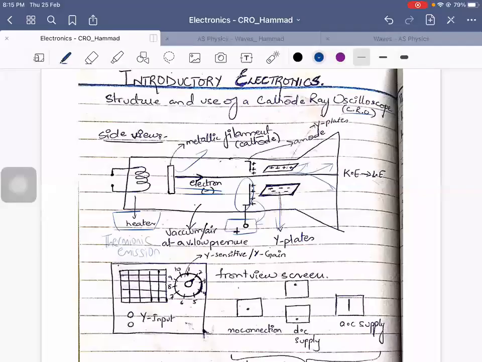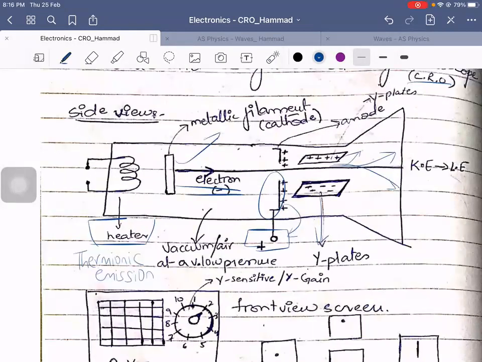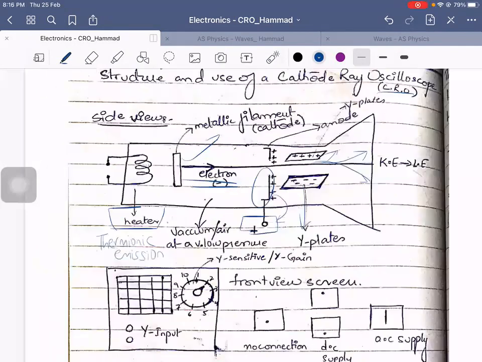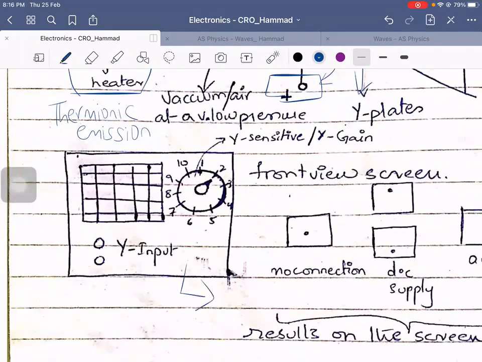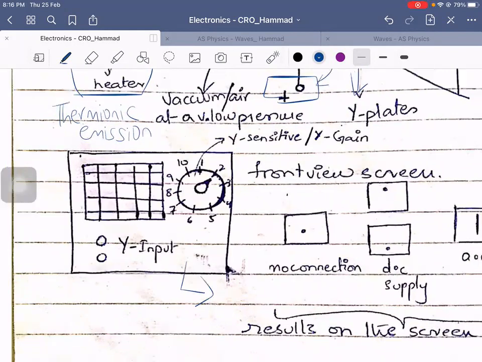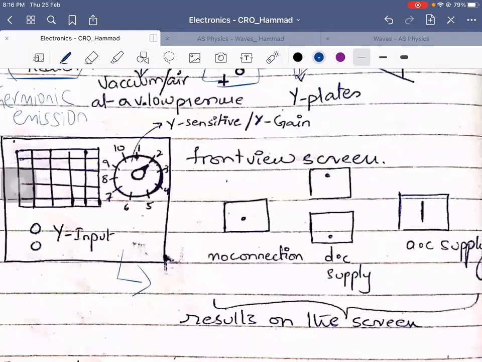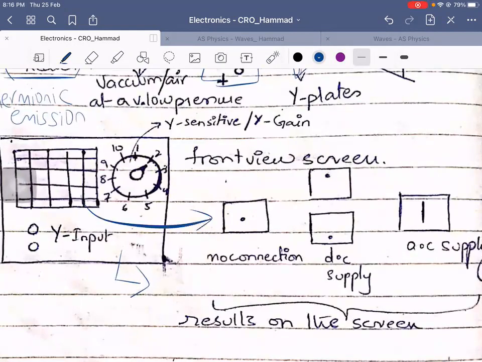The entire tube is vacuum simply because once the air molecules enter this tube, they will start colliding with the electrons, and that disturbs the entire process, right? A cathode ray oscilloscope somewhat looks like this, and please understand that the screen could look somewhat like this.